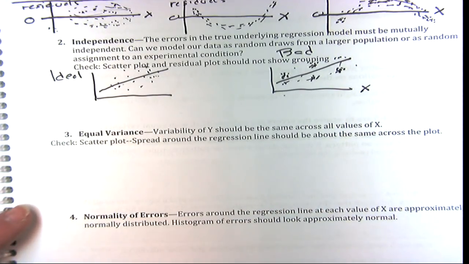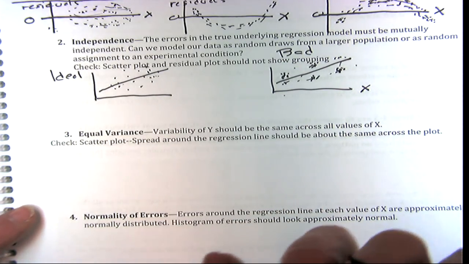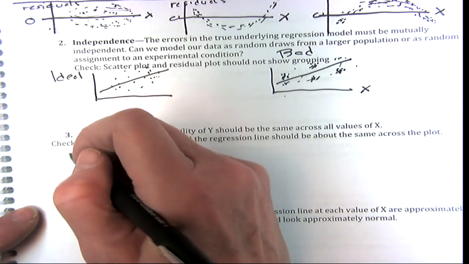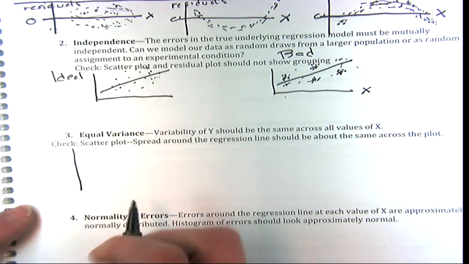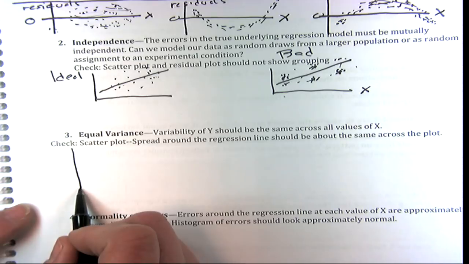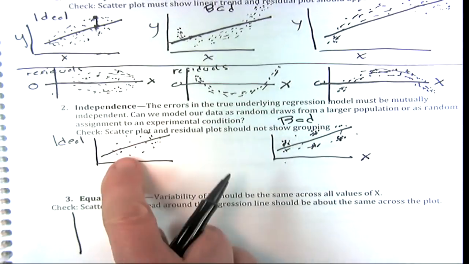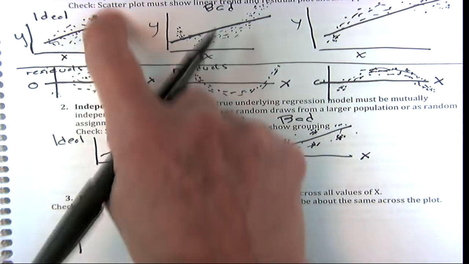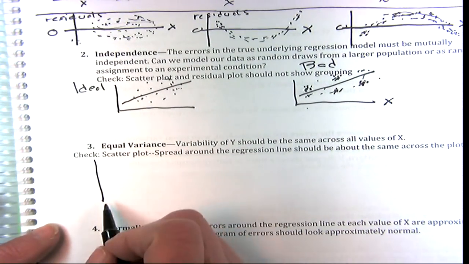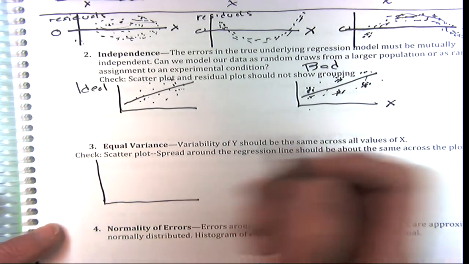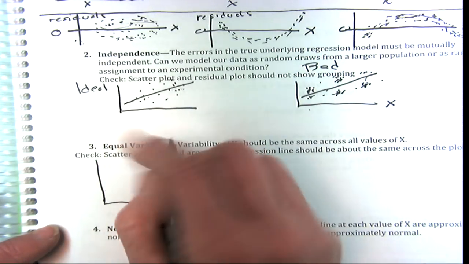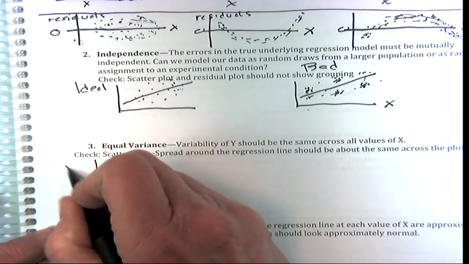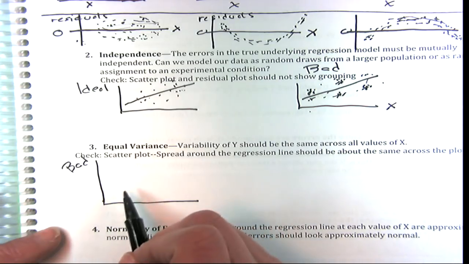So what you see often is a fan shape in lots of data sets. In lots of our STAT-100 data sets, we violate equal variability. And what you see, the ideal, I'm not going to draw the ideal over and over again. You know what the ideal looks like. But a fan shape would be a very classic violation of this. So this is a bad plot. We'd have to do something about it.